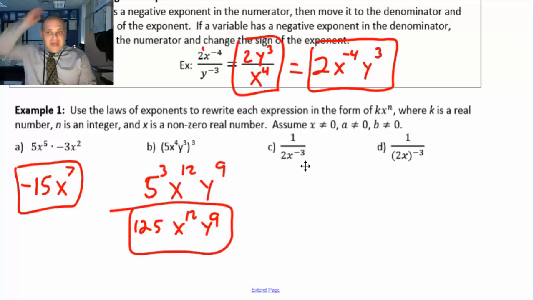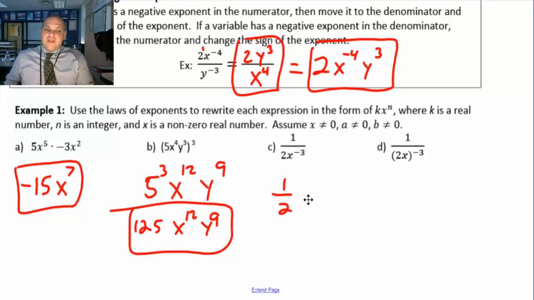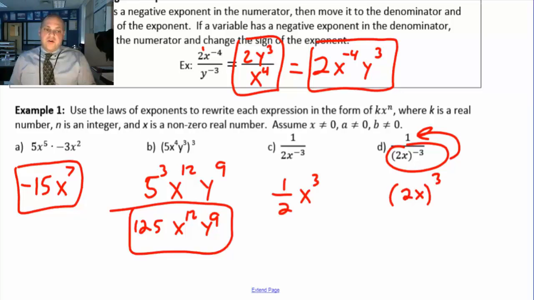Here I have 1 over 2x to the negative 3. Remember we said that x to the negative 3 is going to come up top, and this is 1/2. So it's 1/2 x to the third. This one, the whole thing, the 2 and the x, are all raised to the negative 3. So this whole thing comes up to the top. So it's going to be just regular 2x to the third, positive 3, over 1 basically, right? And now we're going to use our raising to a power rule like we did here. 2 to the third is 8, and then x to the third is x to the third. So 8x to the third.